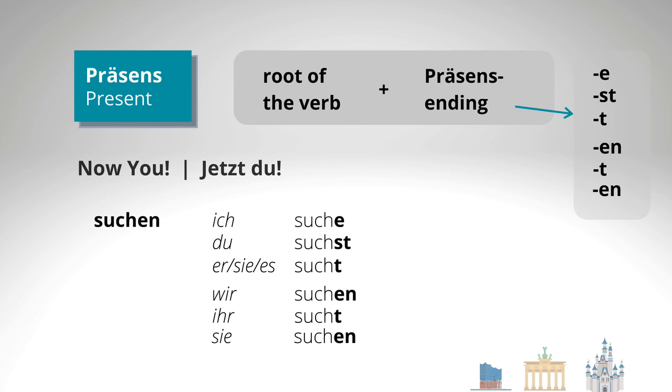The words on the left, so ich, du, sie, es, and so on, are called personal pronouns. They are the same as I, you, he, she, it, and so on in English. So remember, if you have the infinitive, you just leave out the en and get the root of the verb, and then you add the Präsens ending.